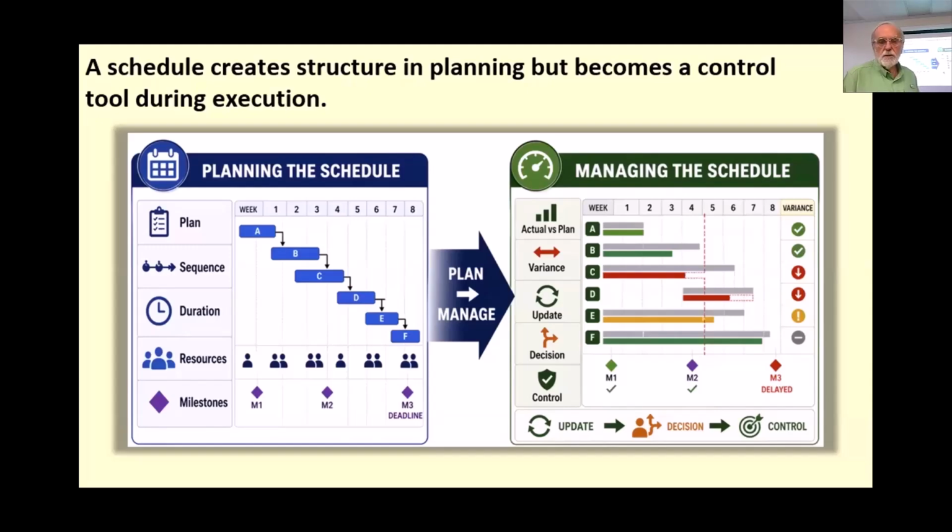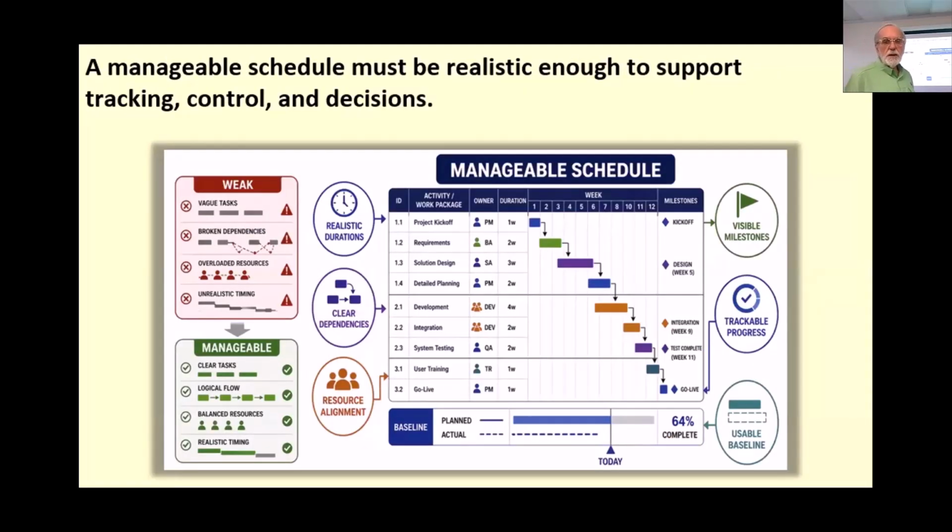if we're getting ready to start implementing the schedule. A useful way to think about the schedule is that it has two lives. It first helps organize the work during planning, and during execution, it becomes one of the project manager's best tools for monitoring performance and guiding decisions. A manageable schedule must be realistic enough to support tracking, control, and decisions. So once the schedule becomes a control tool, the next question is whether it's actually manageable. A schedule is only useful if it's realistic enough to guide work and credible enough to support monitoring and decision-making.